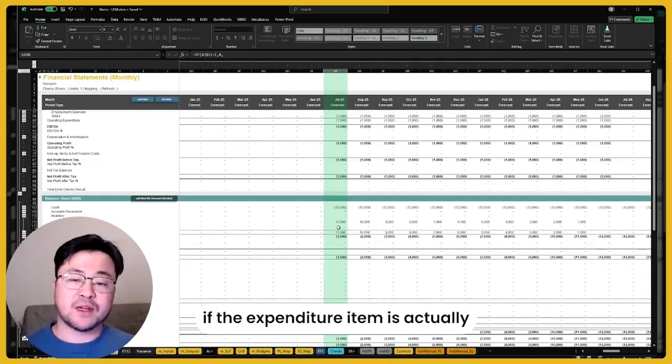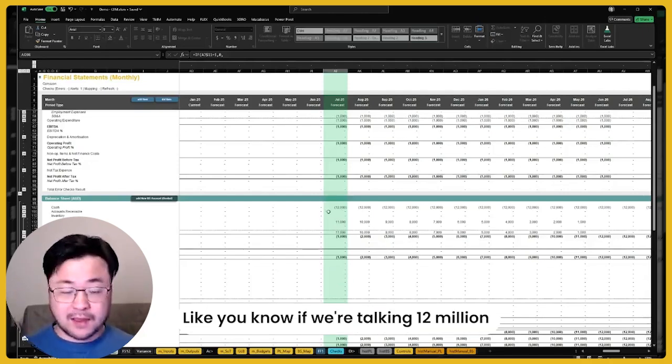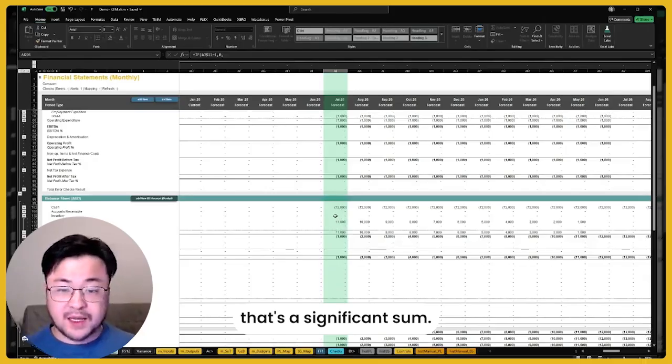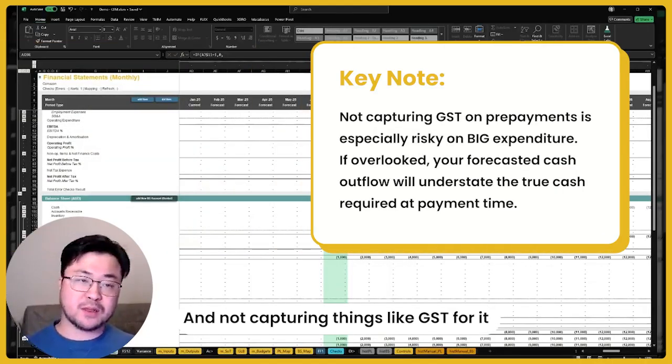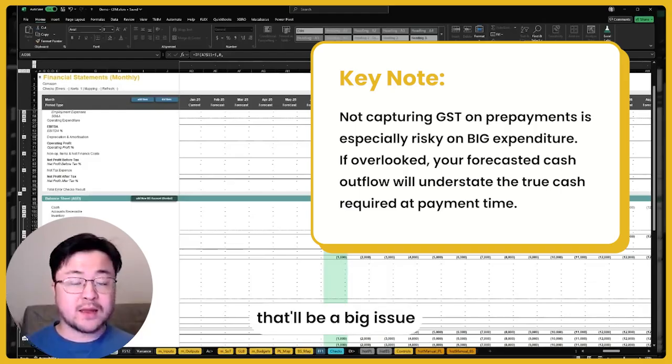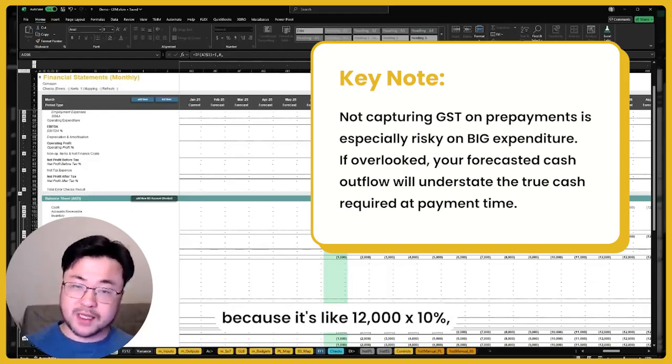It's more of an issue if the expenditure item is actually quite large. If we're talking 12 million, that's a significant sum. And not capturing things like GST for it will be a big issue, because with 12 million, 10% is 1.2 million.